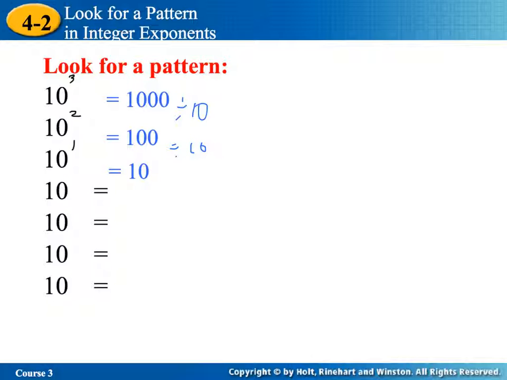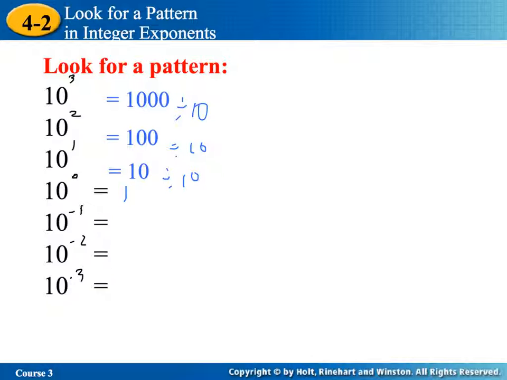110 divided by 10, I get 1. And that is the exact same thing as taking 10 to the 0 power, which is 1. Now I'm going to show you 10 to the first power, 10 to the second power, 10 to the third power. Negative first, negative second, negative third power. Okay?